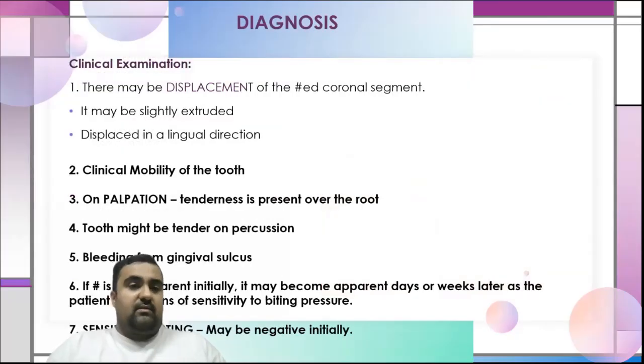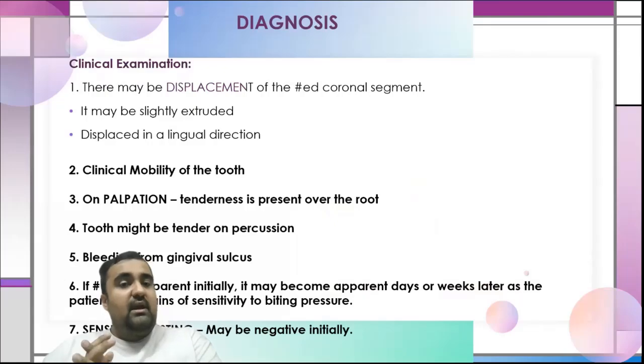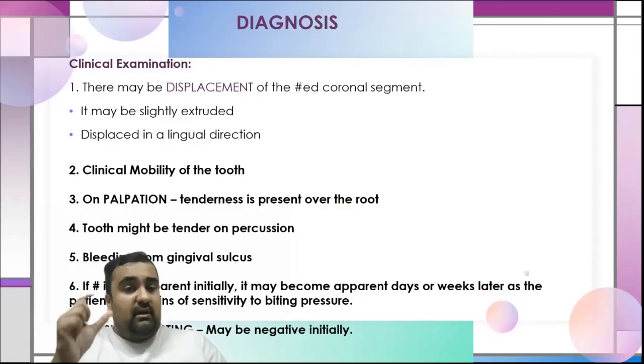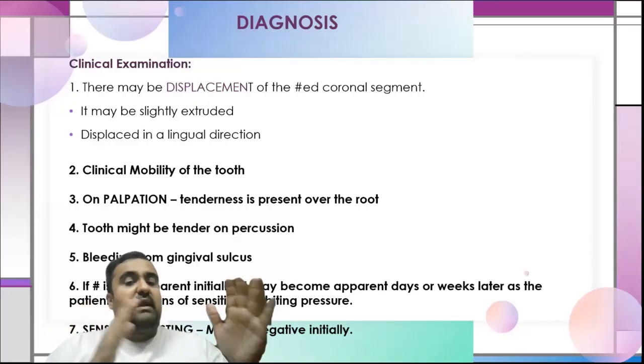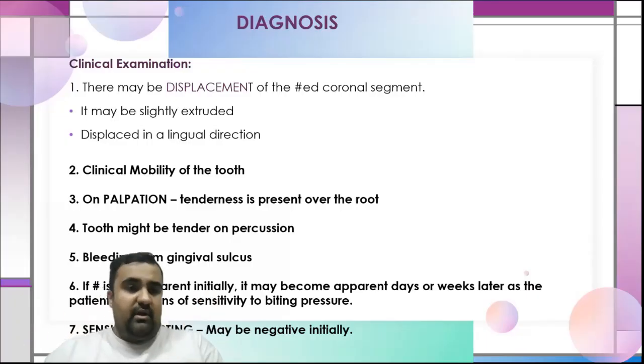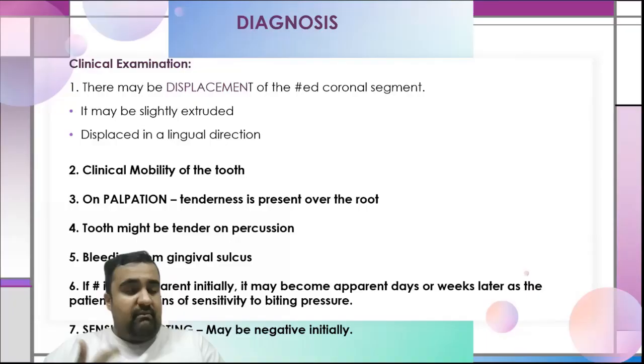So diagnosis. Once you have classified the root fracture, how do you come to the diagnosis? First is clinical examination. There could be displacement of the fractured coronal segment. It could be slightly extruded, or displaced in a lingual direction. Check for clinical mobility of the tooth, and on palpation, see whether tenderness is present over the root or not. The tooth might be tender, and there could be bleeding from the cervical gingival sulcus.